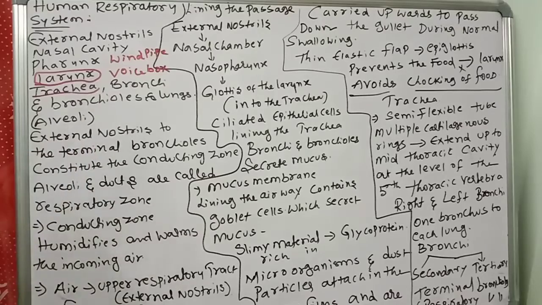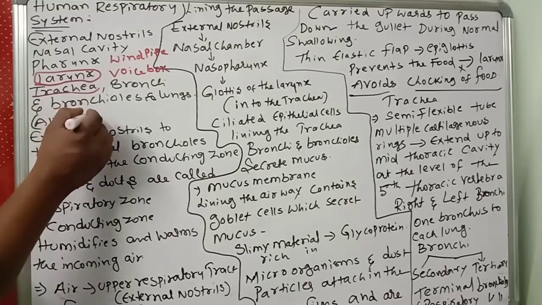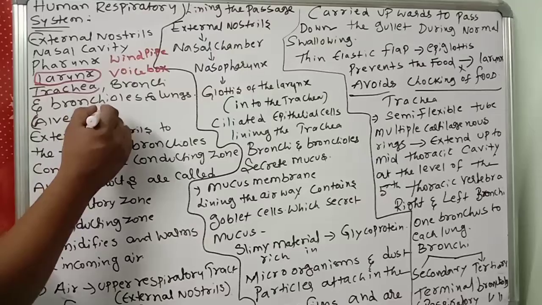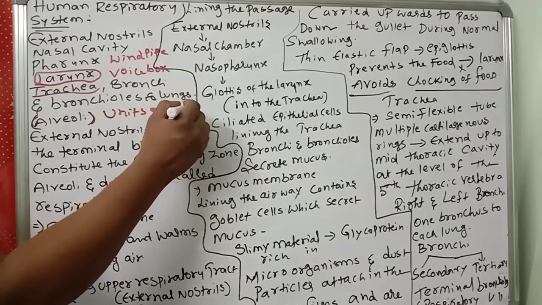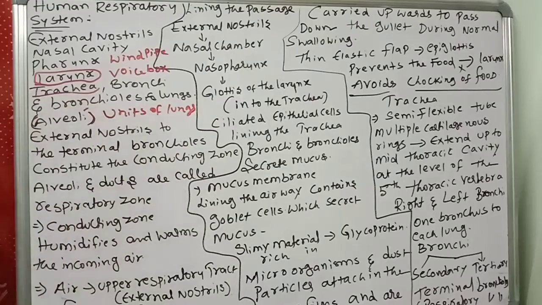Lungs consist of sac-like structures, the units of the lungs. What do you call the units of the lungs? Alveoli. The units of the lungs are called alveoli, sac-like structures. Alveoli are helpful for the exchange of gases.